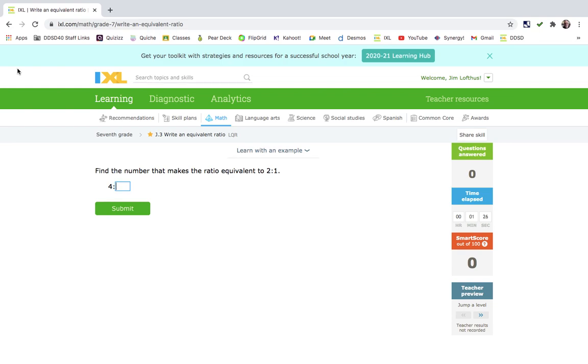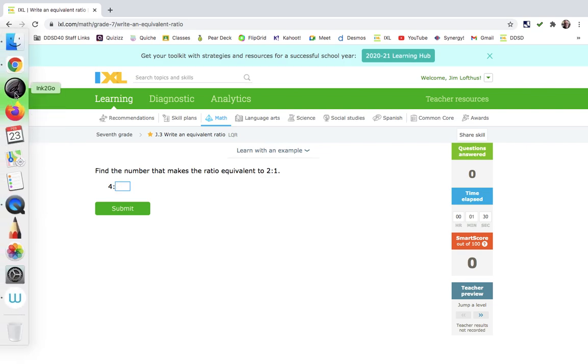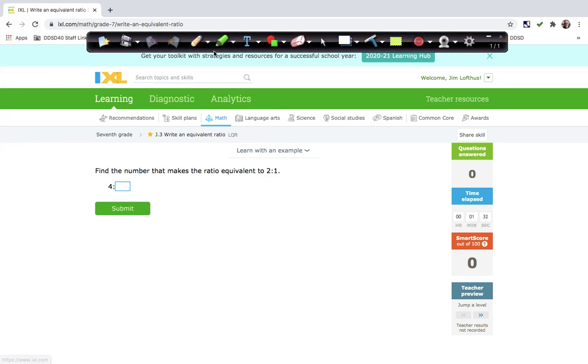So what we did, let me pull up a tool where I can write on the top of this. And what we did today was set up proportions. So the first number is going to be the numerator, so that's going to be 2 over 1. The second number is going to be the denominator. Equals, this is going to be the first number, 4 over n.